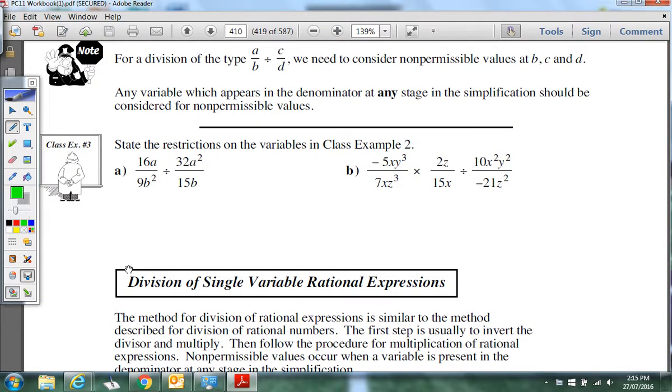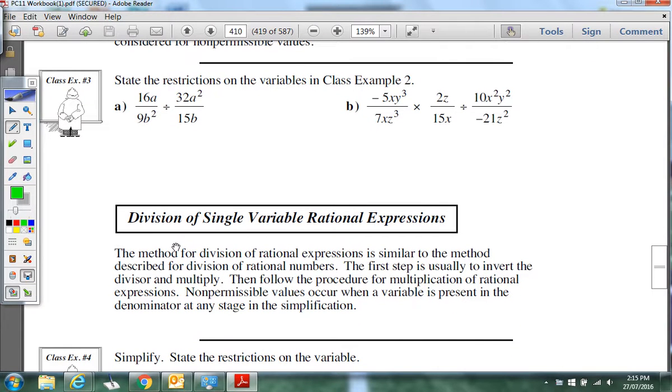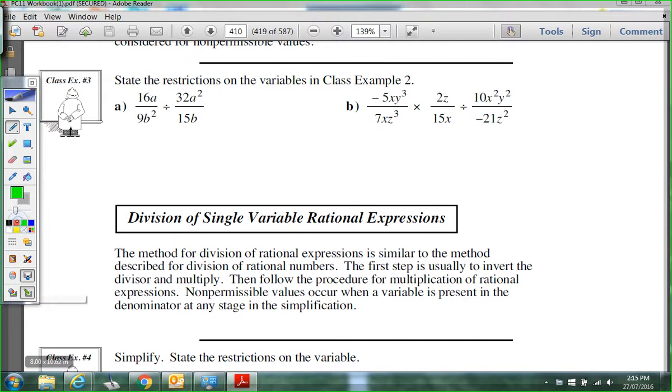So that's what it's just telling you. Say it's restrictions, so all we're doing is the restrictions. Remember, we're going to get our restrictions from here, here, and here. So our restrictions for this one is A can't be 0, B can't be 0, and that's it.